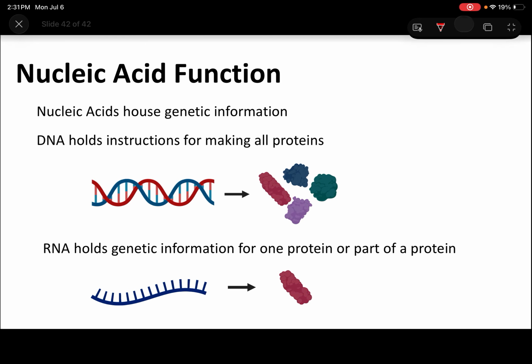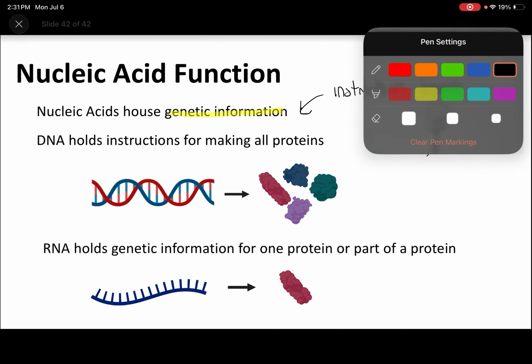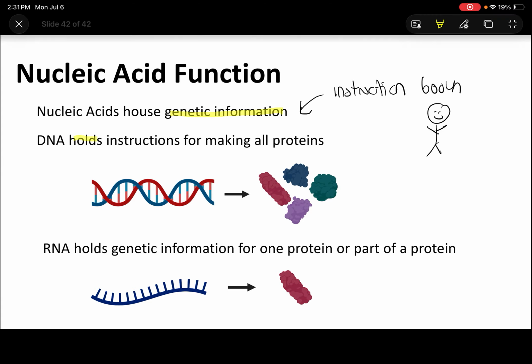Now, nucleic acids are really essential because they house our genetic information. So pretty much the instruction book on how to build you, right? How do I build a person? How do I build an animal? How do I build a plant? That is genetic information. So DNA is our storage. It holds all of the instructions, and it holds instructions for proteins, okay, right? Proteins are what make us us.